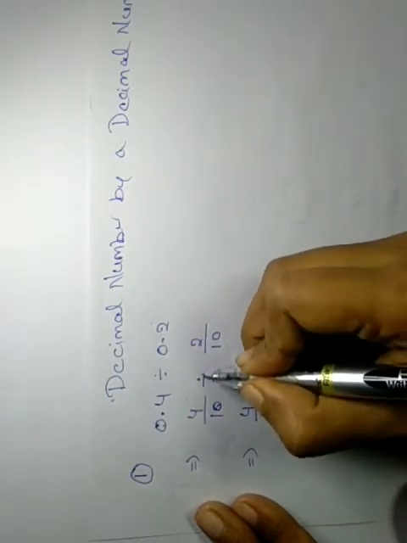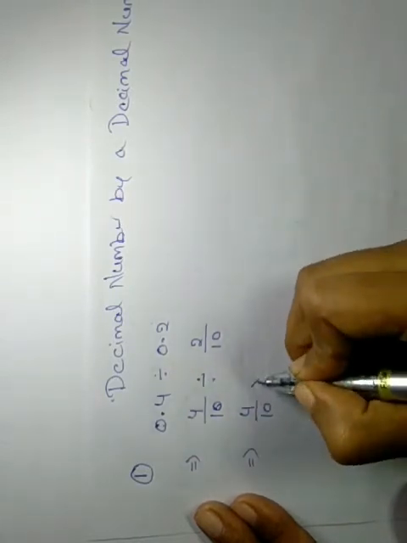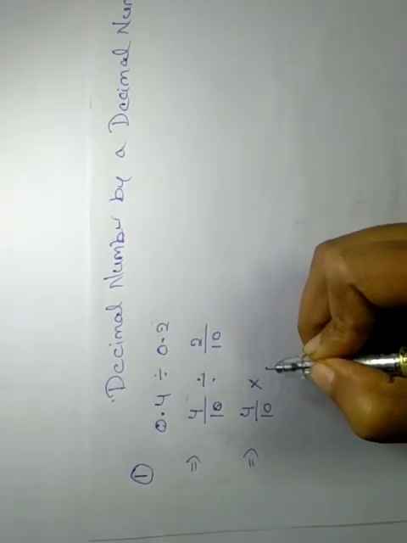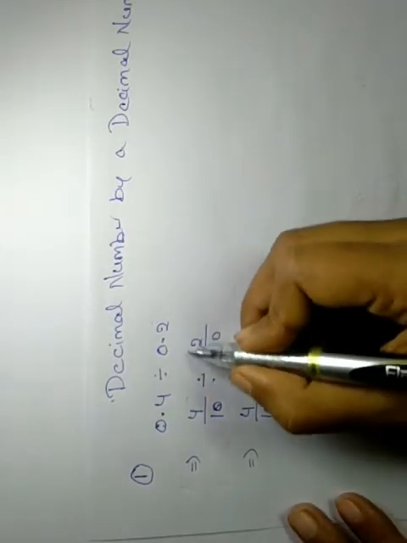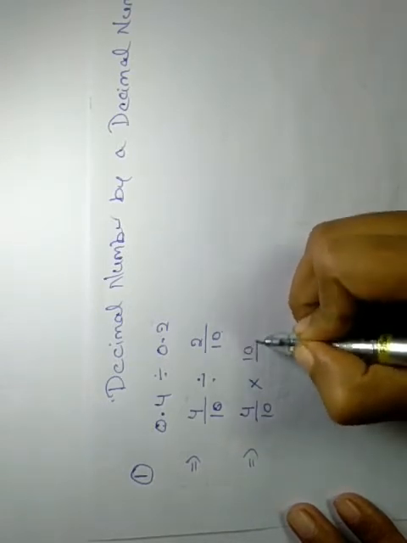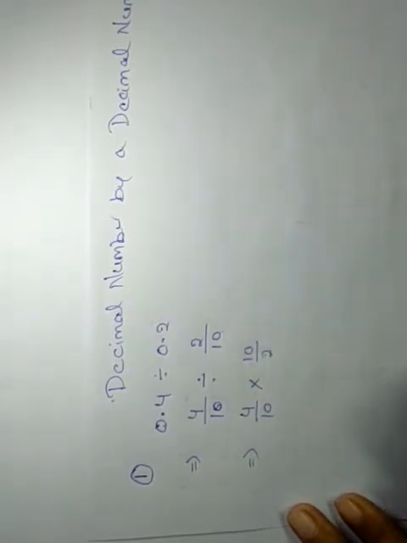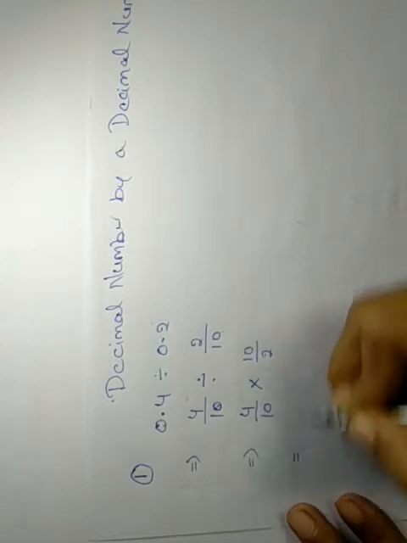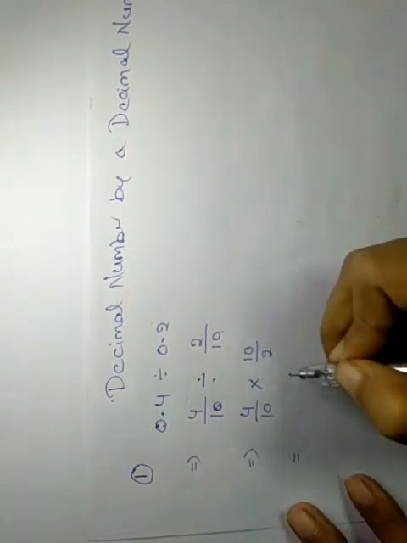Now we have to change this division sign to the multiplication sign. This is the second step. Third step is we have to reciprocal this fraction now. Reciprocaling means 10 divided by 2, right? Now we'll simplify.